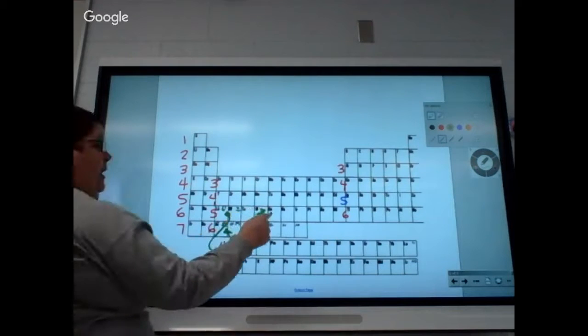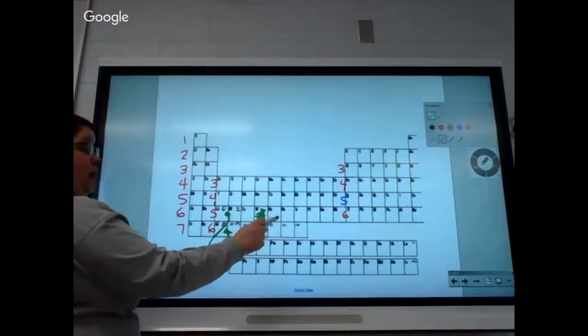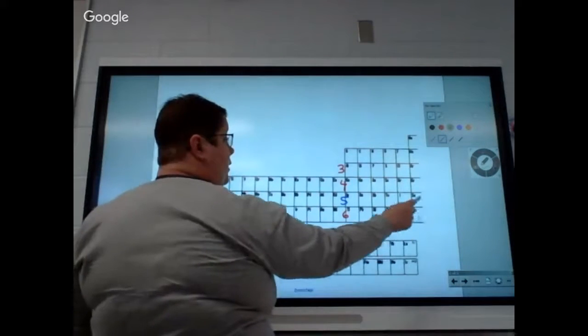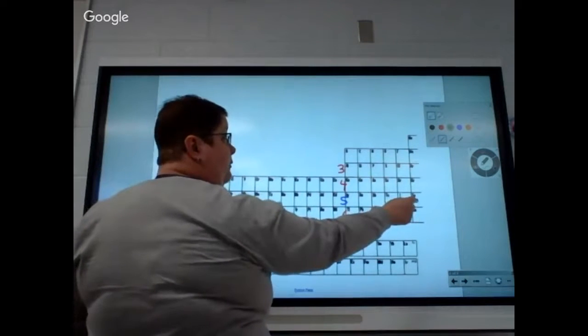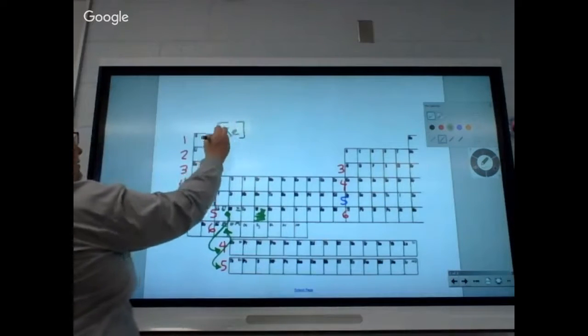Okay, where do I go from here to get tungsten? All the way to the end, and what? So do we all agree it's Xe? Yeah. What comes after Xe?